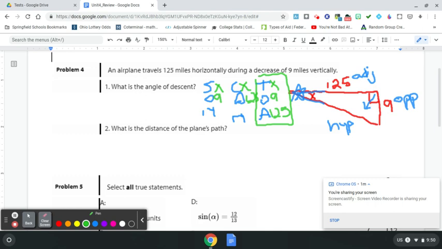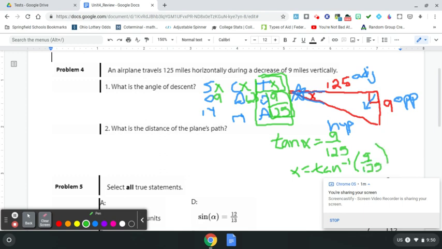So I set up my problem here. Tangent x equals my ratio, 9 over 125. I know I need the angle. Anytime I'm missing the angle, I know it's an inverse trig problem.